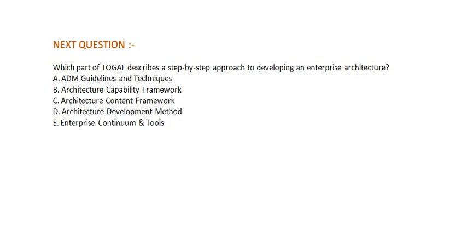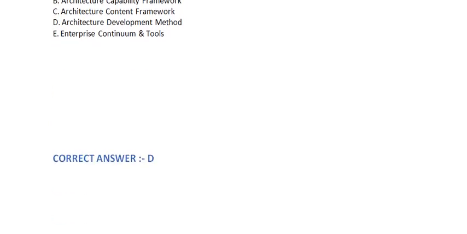Today's questions are: which part of TOGAF describes a step-by-step approach to developing an enterprise architecture? Option A, ADM guidelines. Option B, architecture capability framework. Option C, architecture content framework. Option D, architecture development method. And option E, enterprise continuum and tools. The correct answer is option D.